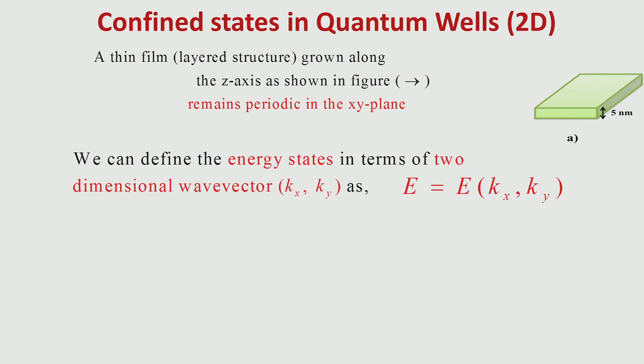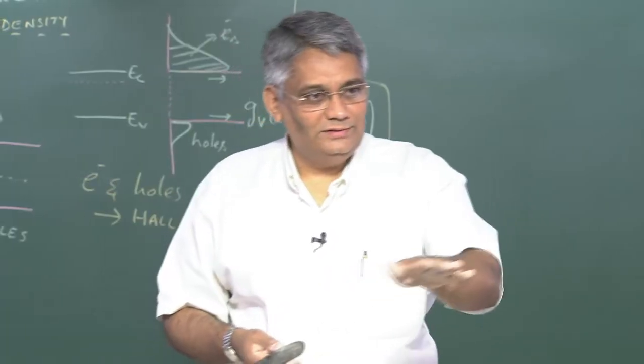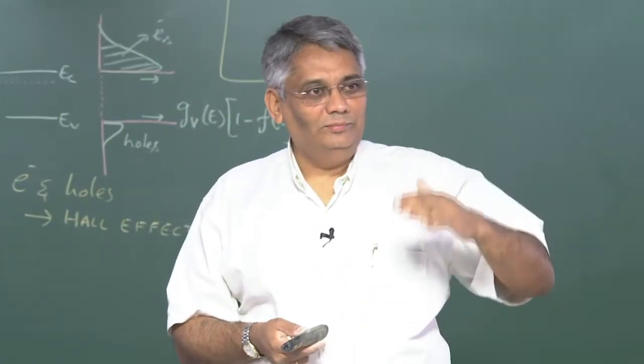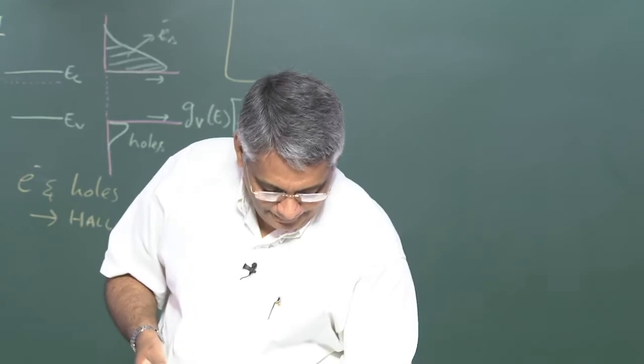Okay. Now we can define the energy states in terms of the two-dimensional wave vector kx, ky, where E is equal to E(kx, ky). Because you have the free energy relation holding good in the xy plane, the carriers are free to move along the x and y axes, but the confinement is along the z axis.